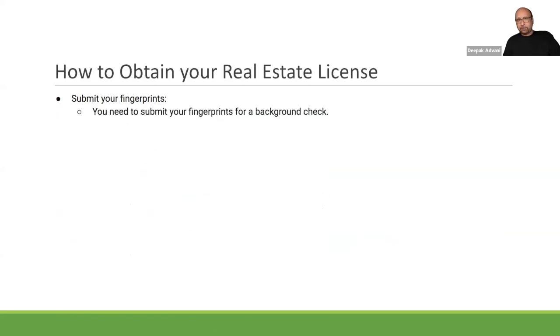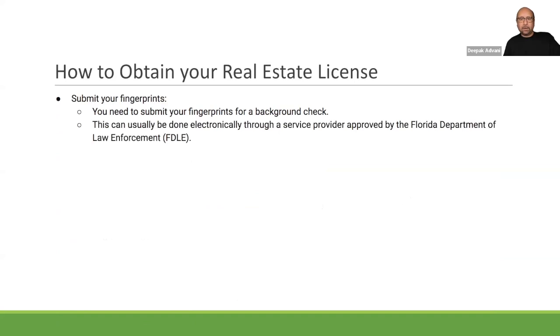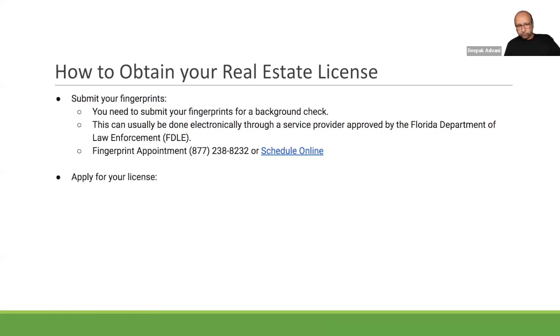Once you have completed the 63 hours of pre-licensing and you have cleared the end of the course exam, the next step for you is to apply for your background check. You can do that by submitting your fingerprints. It can be done electronically through a service provider which is approved by the Florida Department of Law Enforcement. You can call this number and use this link to schedule an appointment. And it's a pretty easy, simple process.